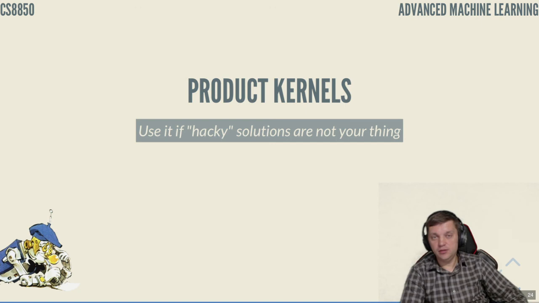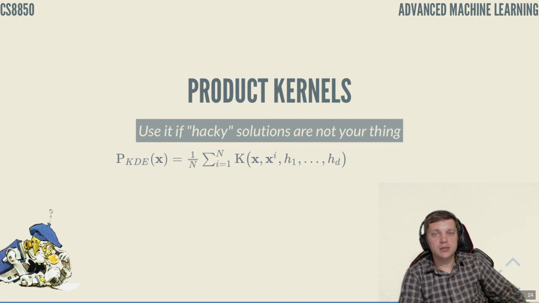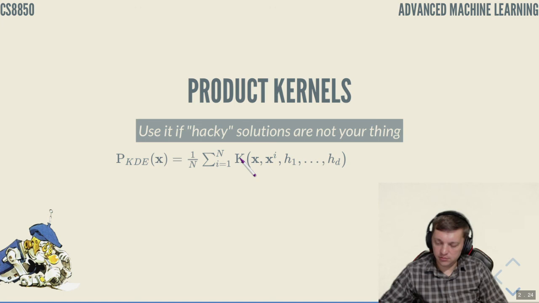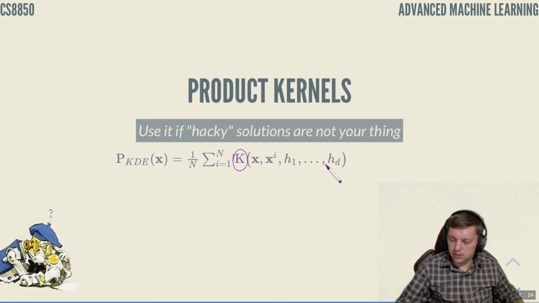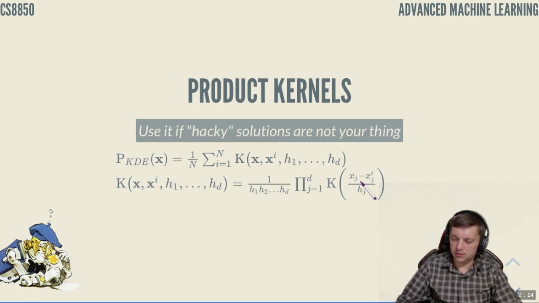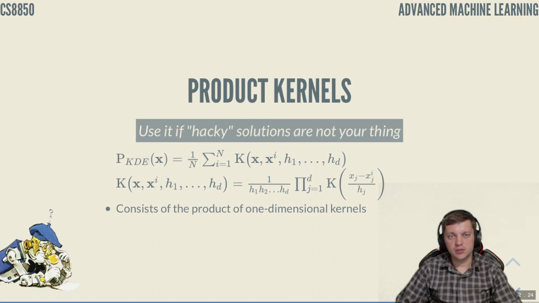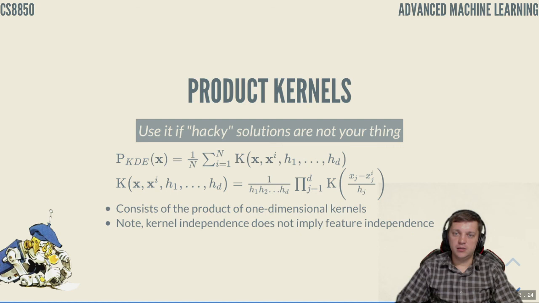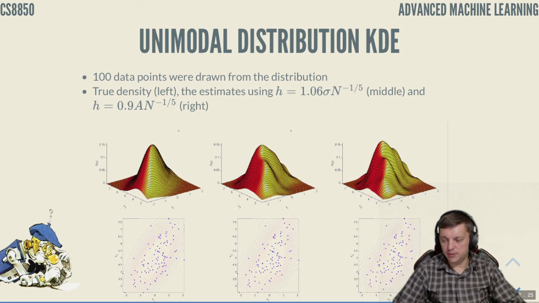Well, if using hacky solutions is not your thing, then we can use product kernels. And product kernels go like that. We have individual kernel parameters, our larger or encompassing kernel contains all of the individual kernels, but we model this kernel as a product of those little kernels for all of the separate dimensions, and of course still normalizing by their volume. So it consists of the product of one-dimensional kernels, but kernel independence does not imply feature independence. Features can still be dependent. It's just a way to model the density.